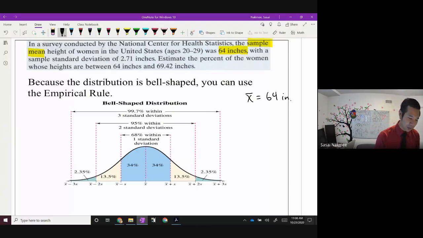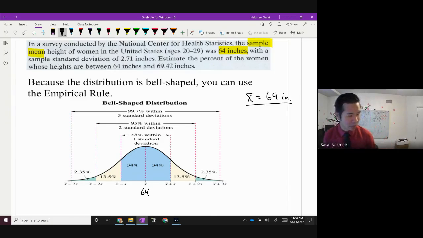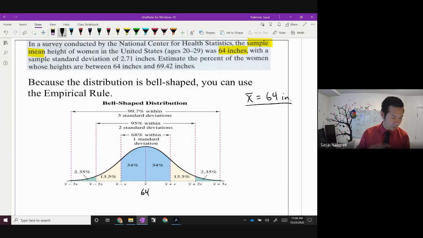And here's the thing. How does that work with your bell distribution? If you see the symbol right here, that x bar, the number that goes exactly in the middle is whatever your mean is. So if your mean is 64 inches, then 64 is what I'm going to write right there in the middle. And that's what you guys should write in the middle of your notes as well. I provided this bell shape for you just so you can have it, and I really suggest that you get that one down.